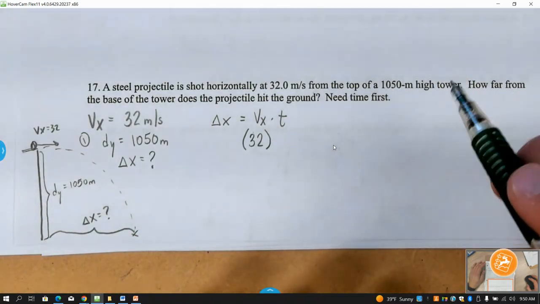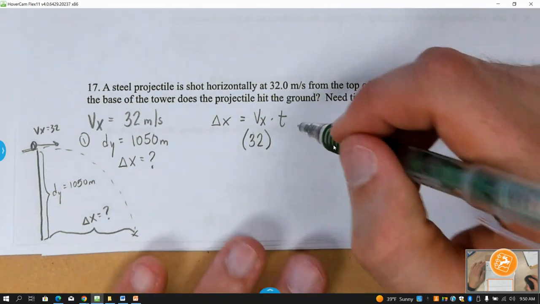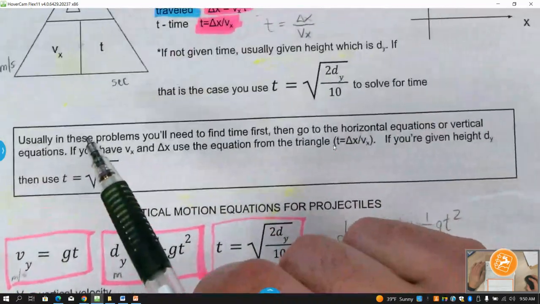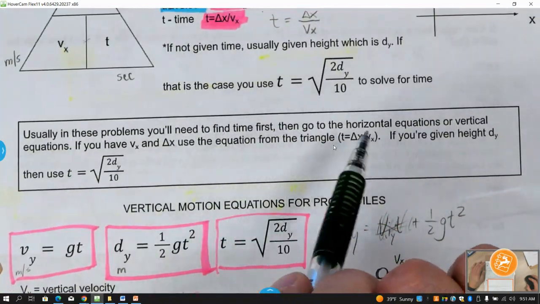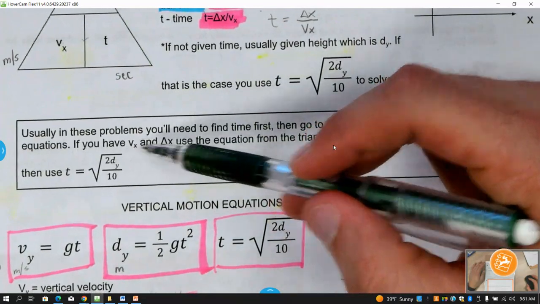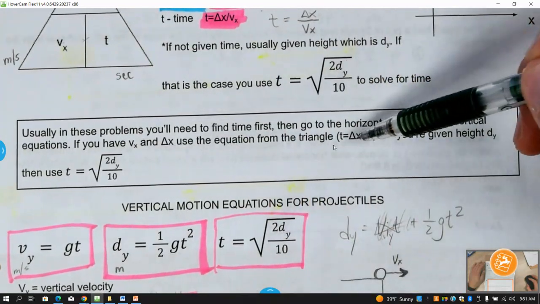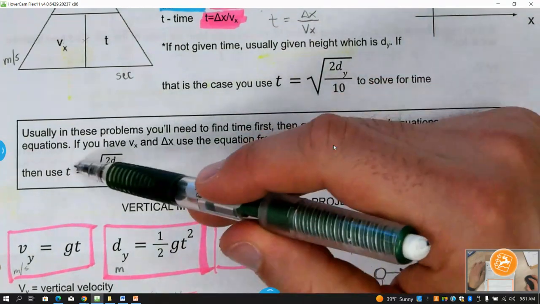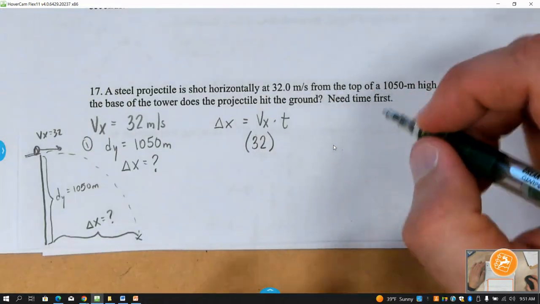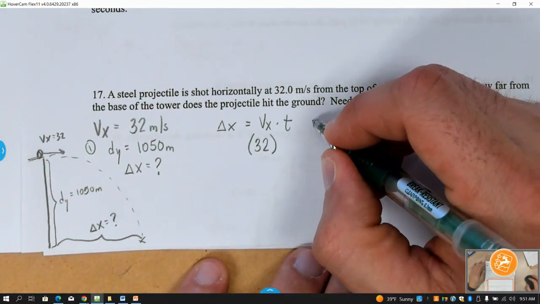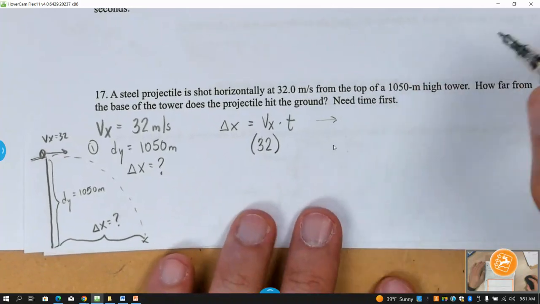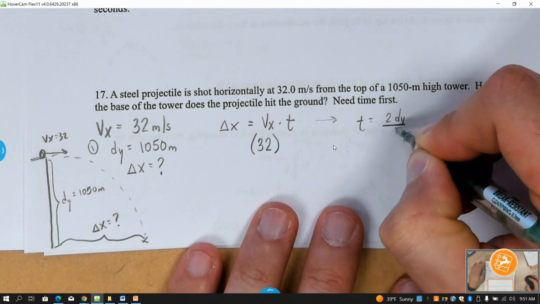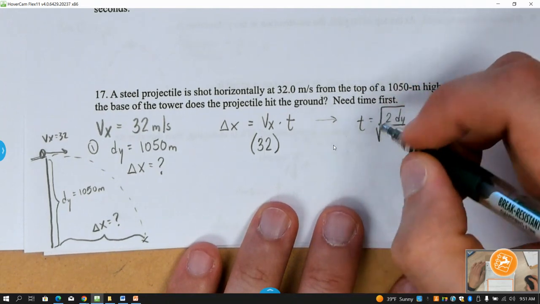Snap. What do I not have? Time. I don't have time. So you gotta do that order. Usually in these problems, you'll need to find time first. If you have both Vx and dx, you use this, but we don't because we're looking for delta x. You gotta do 2. So we got to use this equation for time, 2 dy over 10. So we're going to do a little side quest here for t. T is equal to the square root of 2 dy over 10.